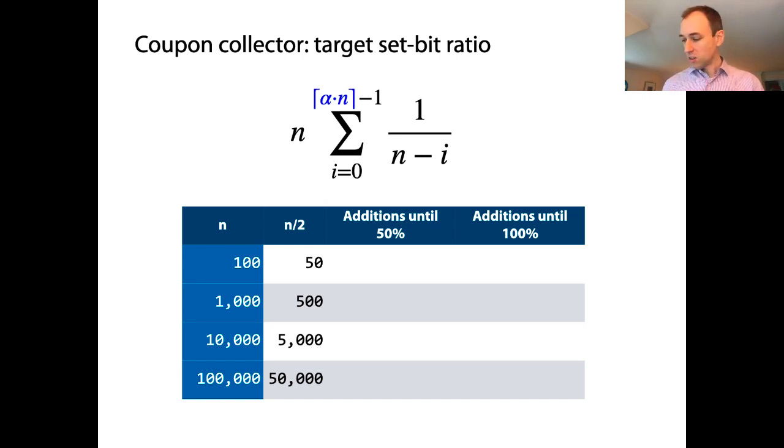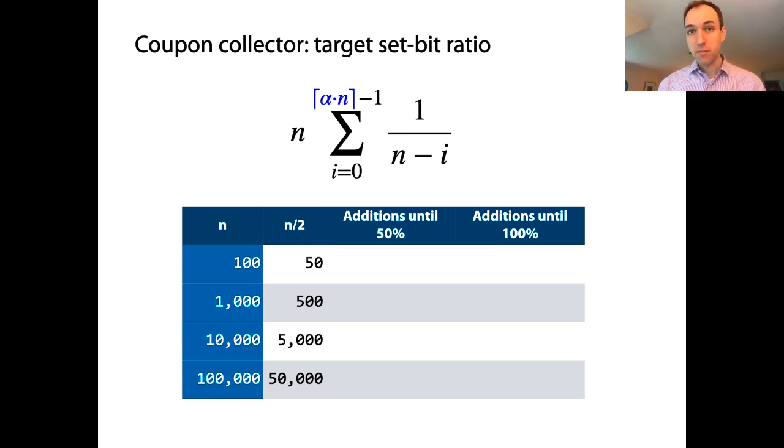Okay, so let's say we've got a Bloom filter with 100 slots, and so half full would be 50 of the bits are set. And what would we write here for what's the number of additions until the Bloom filter is 50% full? In other words, until 50 of the bits are set. Well, we can use this expression. So you can just plug it in and execute that expression. And let's think about what the answer would be.